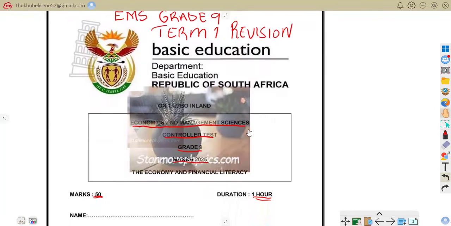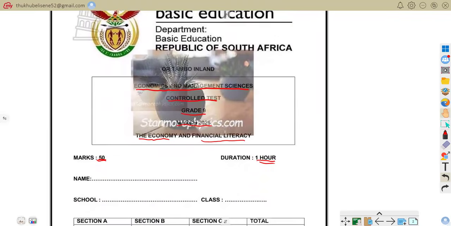So as you see, this is a control test, grade 9, which was written in March 2025. Here we are mainly going to look at the economy and financial literacy. The total marks is 50 and you are only to spend an hour on this paper. So that is that.